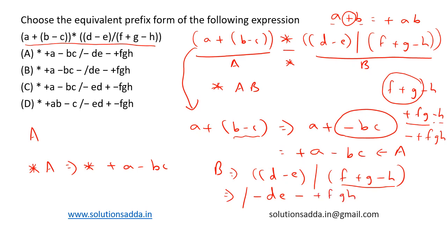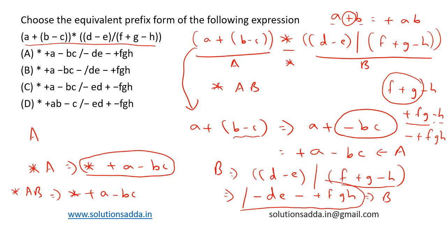Now we can write the expression. This is B. So we have star A B. Star A means this, that is star plus A minus BC, and B is this whole expression. We can write it as divided by minus DE minus plus FGH. Now let's see the options. Based on the options, option A is the correct answer. Star plus A minus BC divided by minus DE minus plus FGH. Option A is the correct answer.